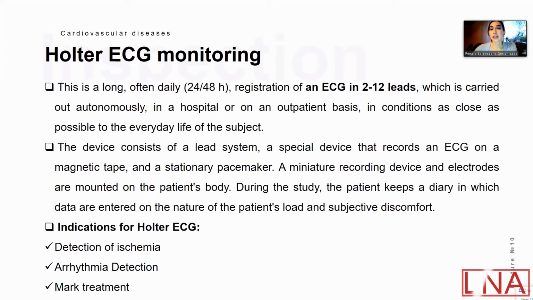Next type of ECG monitoring is Holter ECG monitoring. This is often daily, at real time. By the latest recommendation, it is better to do it during 48 hours, not 24, if it's possible, during 2 days, during 48 hours. Registration of an ECG from 2 till 12 standard leads. It depends on the type of the monitoring, on the type of monitor.